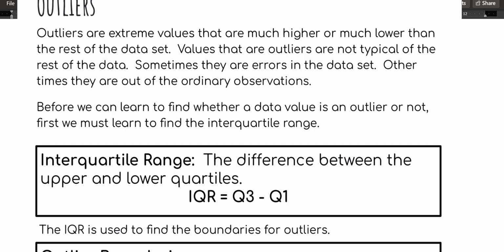Before we can learn about how to find an outlier, we need to figure out what interquartile range is, because that is actually used in the outlier formula. Interquartile range is the difference between upper and lower quartiles, which is Q3 and Q1. So IQR, which is interquartile range for short, is just Q3 minus Q1. It's a quick subtraction problem, right?